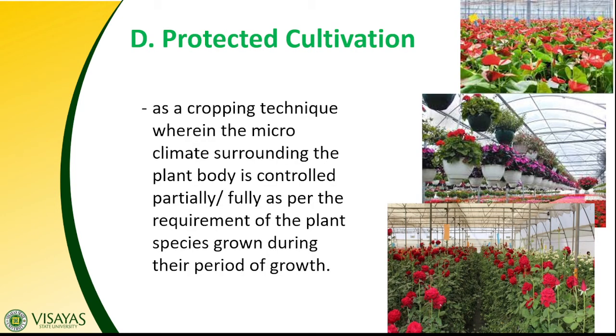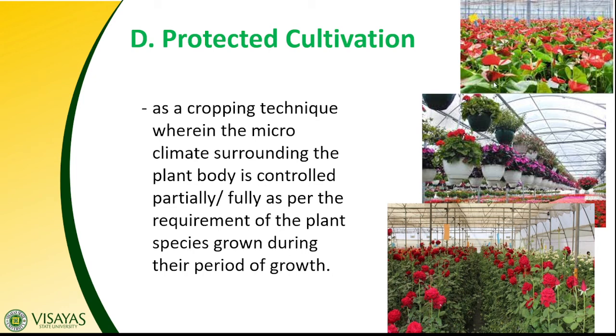Okay, the next phenomenon for controlling flowering is protected cultivation, which is a cropping technique wherein the microclimate, a condition very close to the plant, that's what we refer to as microclimate, surrounding the plant body is controlled either partially or fully as per the requirement of the plant species during their period of growth.